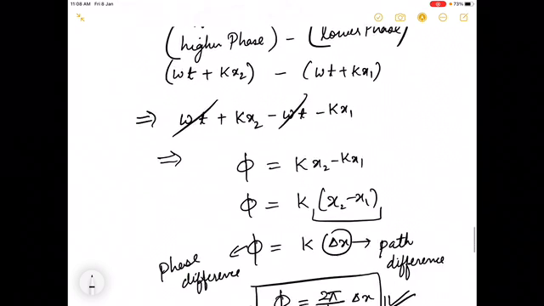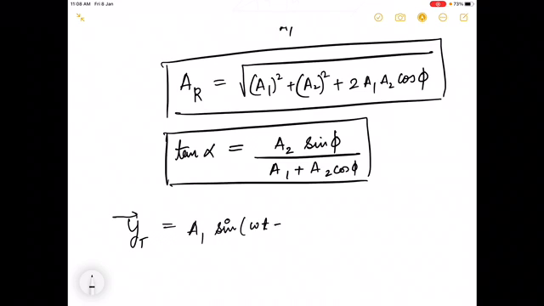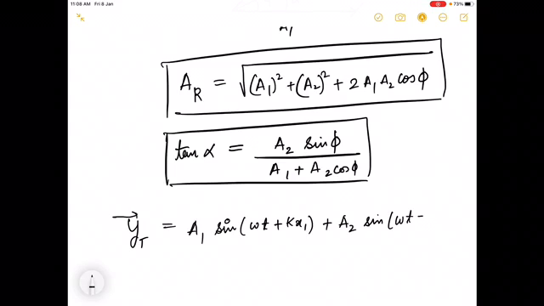Let me again write the equations. Y total, we were supposed to solve this. This was given as A1 sine(omega t plus k x1) plus A2 sine(omega t plus k x2). This was something we are supposed to solve.